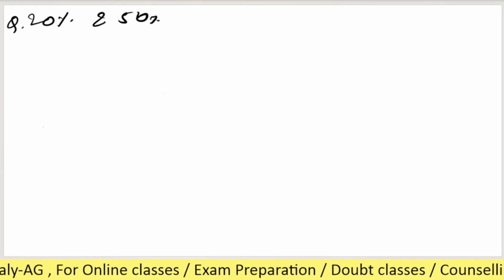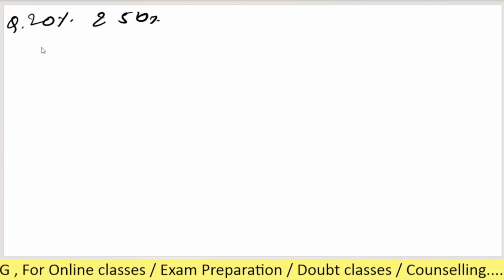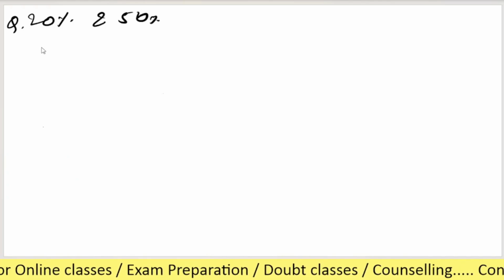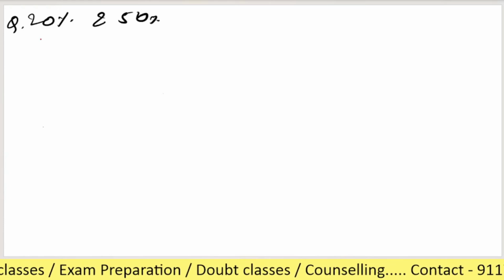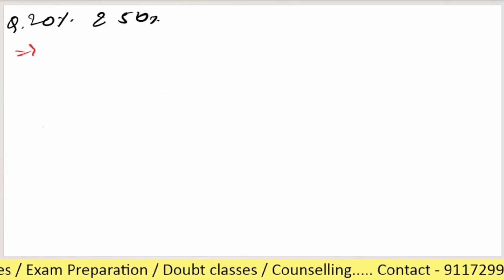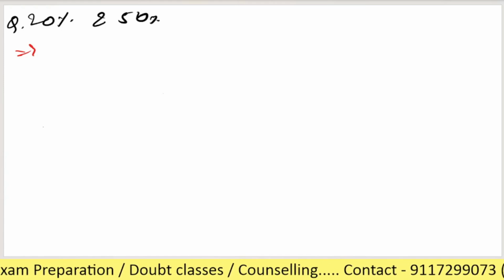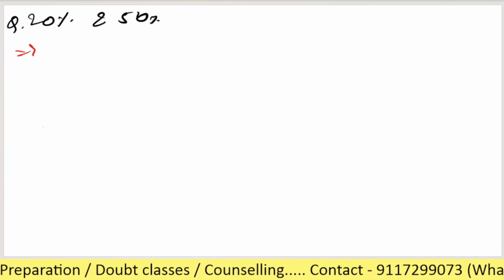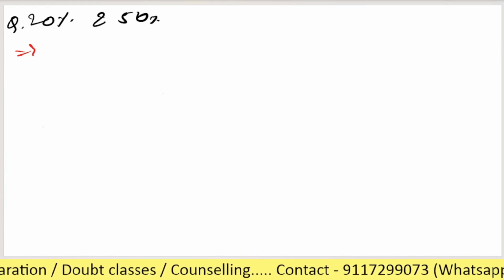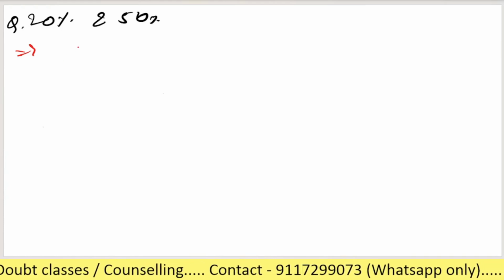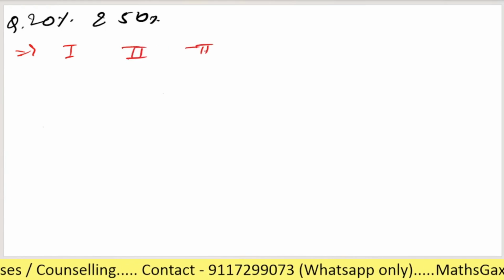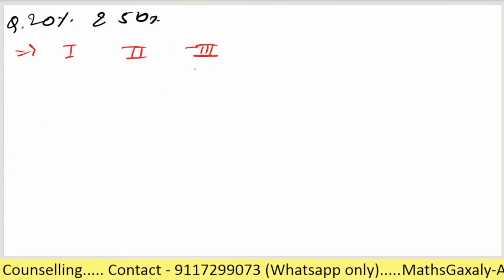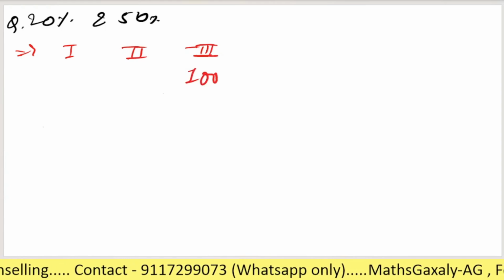See here how we will do it. As it is saying, two numbers are respectively, the word used here, respectively, 20% and 50% more than a third number. Let the three numbers be first, second, and third. Let the third number be 100.